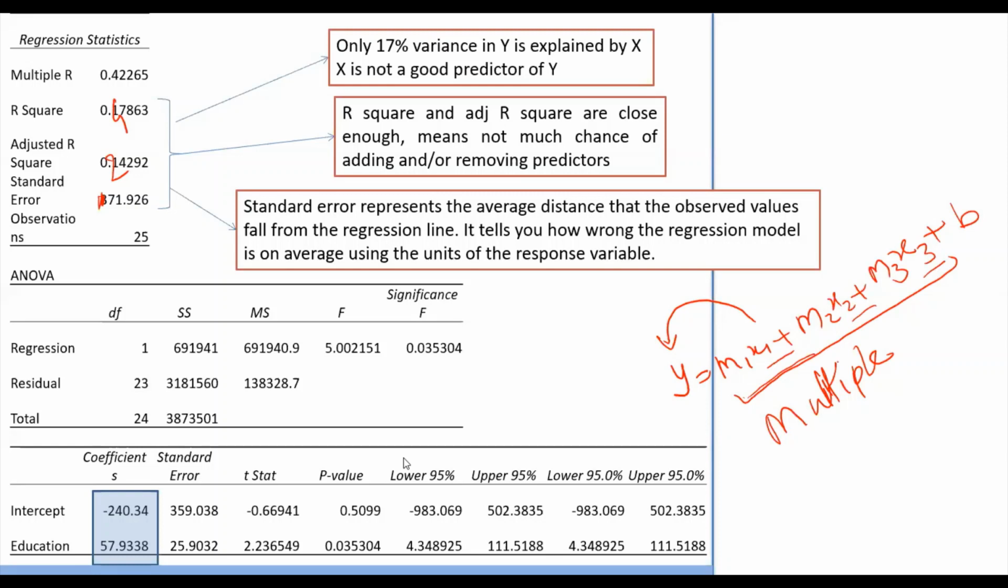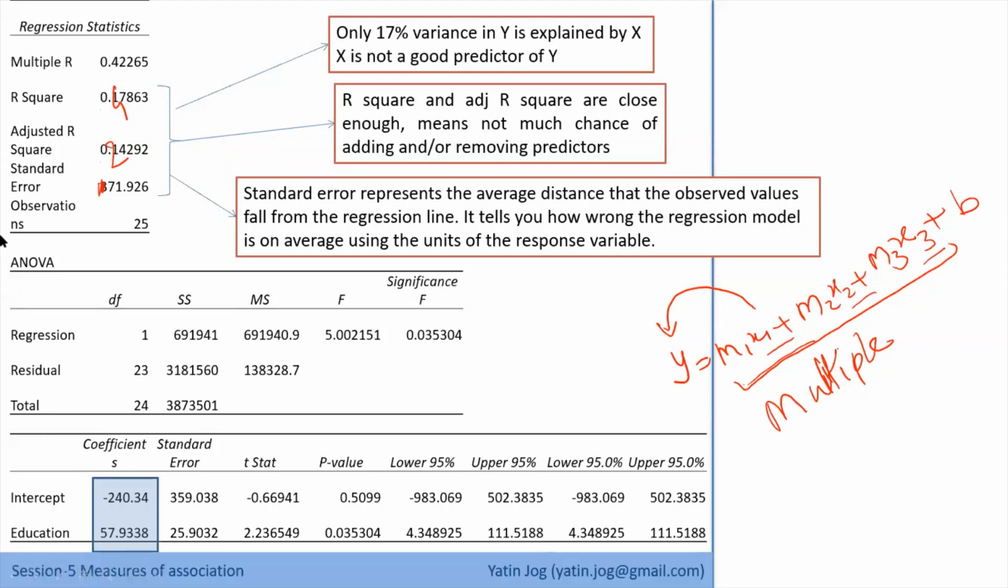So in our case, what is the standard error value? 371. So what is the 2 standard error value? Double of this, so it is almost 640, 650. So from your mean, 650 on both the sides, plus or minus 650 from your mean, 2 standard error from your mean. So 650 on both the sides is actually your set of accepted values.